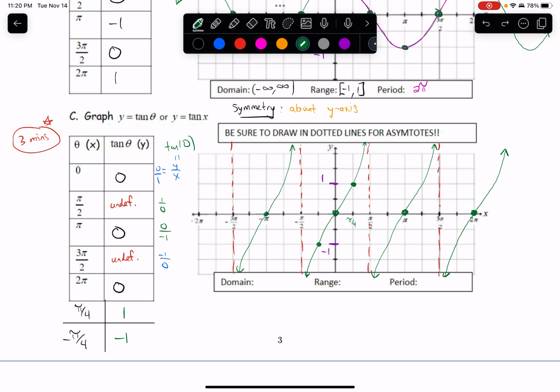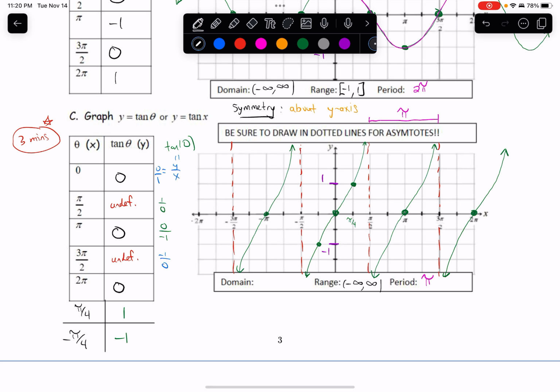All right. So my range, I think that it's easier to state the range than the domain. The y values could be as negative as I want. They could also be as positive as I want. So the range is just negative infinity to positive infinity. How long does it take before it repeats? Well, it repeats between each pair of asymptotes, and that's a length of pi. Going from pi over 2 to 3 pi over 2, I'm adding pi to it. So the period is pi.